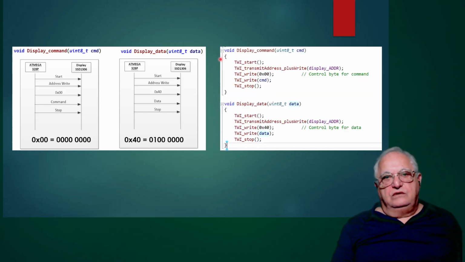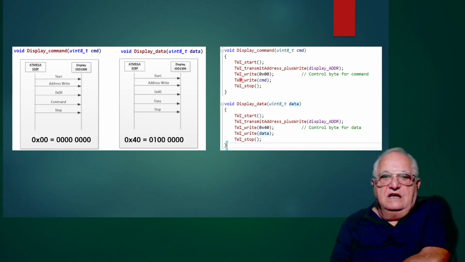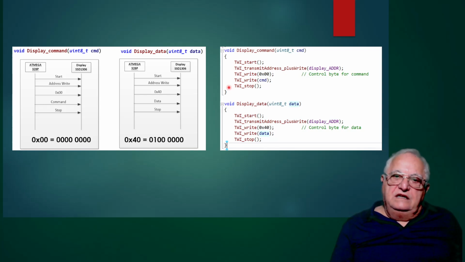So let's look at the code. Now all this code is cut and paste mostly from our I2C presentation. So here we go, display command. It means I want to send a command to the display. So we send the TWI start, then we do TW transmit plus write and the address of the display, followed by zeros. Then we send the command and then the stop.